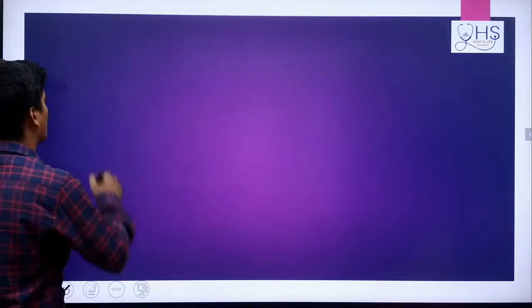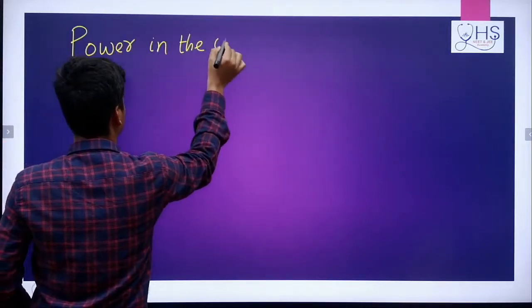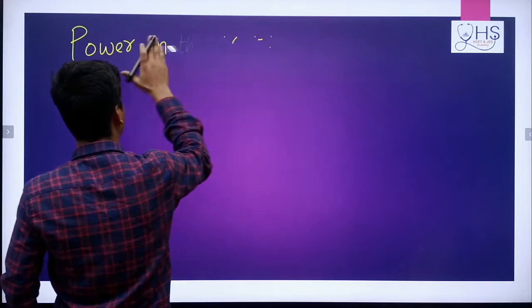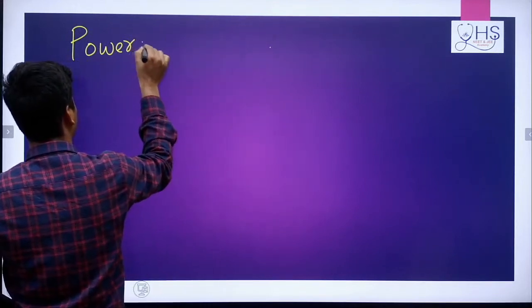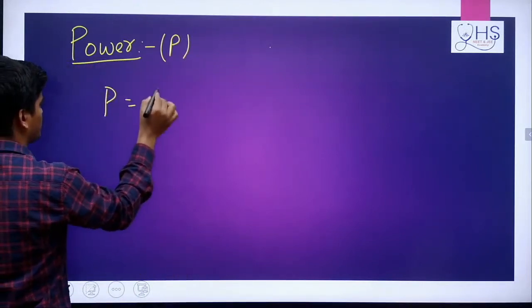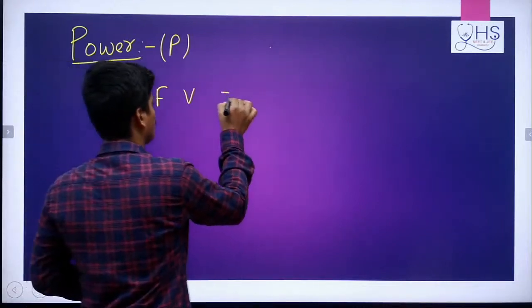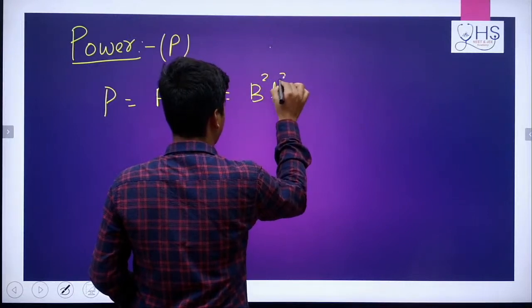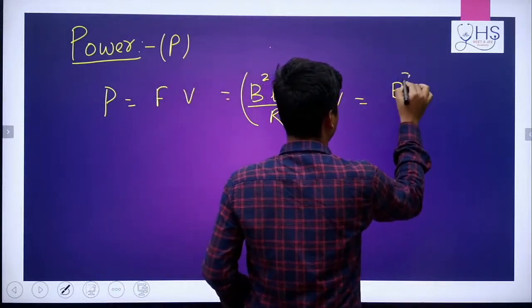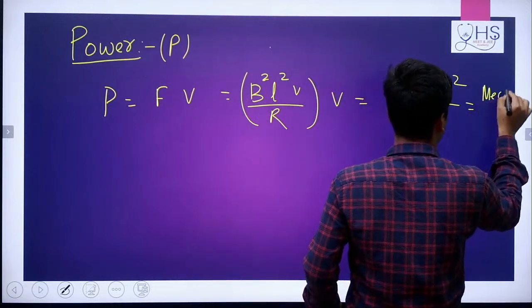Now, force on the conductor you understood. Next write power in the circuit. There are two powers. Power is basically force into velocity, which is the mechanical power, whatever you are finding here. Force is B square L square V divided by resistance R, and speed V you put here, so it will come B square L square V square by R. Whatever you are getting here, I will give this a name. What is this?